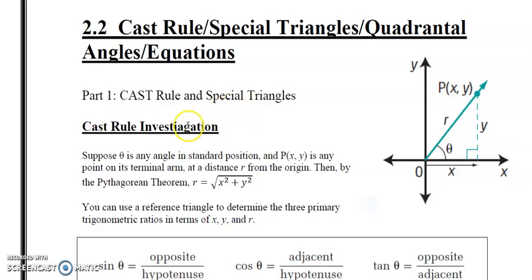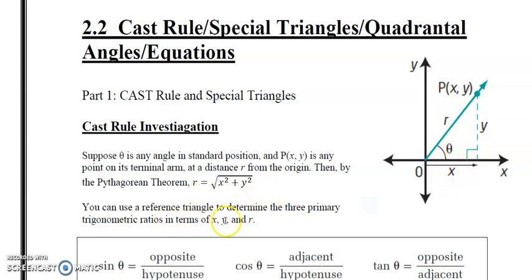Okay? So the CAST rule investigation, we're going to investigate what happens and where these things come from. Instead of just me giving them to you, where does it come from? So suppose theta is any angle in standard position, and the point (x, y) is any point on its terminal arm at the distance r, so r is, they give that because it's actually radius, we'll look at a little bit of that later on, from the origin, then by the Pythagorean theorem, r squared is equal to x squared plus y squared, take the square root, and we get r is equal to the square root of x squared plus y squared.